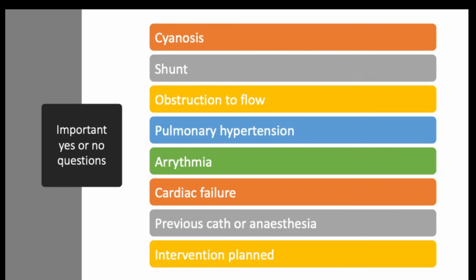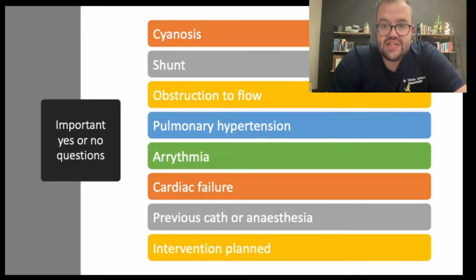So guys, when I do my pre-med visits in these kids, I have very specific and very important yes/no questions that I ask, okay? So in any congenital cardiac, these are the questions that I want to know. Number one, is there cyanosis? Number two, is there a shunt? And if there is, is it left to right or right to left? And where exactly is that shunt?